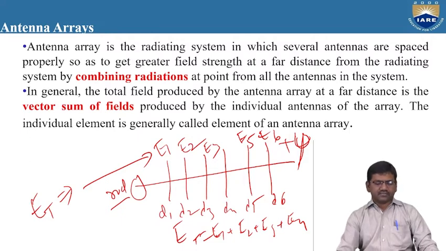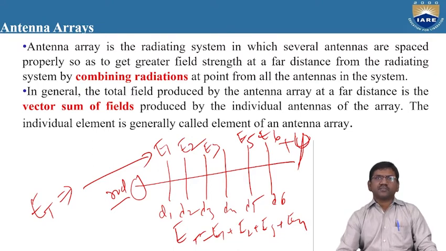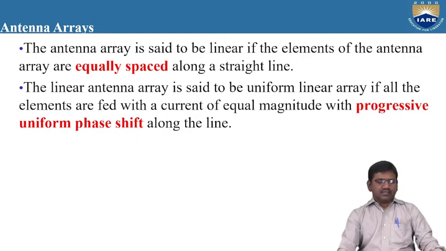So an antenna array is a radiating system in which several antennas are spaced properly so as to get greater field strength at a far distance from the radiating system by combining radiations at a point from all antennas in the system. In general, the total field produced by the antenna array at a far distance is the vector sum of fields produced by the individual antennas of the array. The individual element is generally called an element of an antenna array. So these are some basics of the antenna arrays.